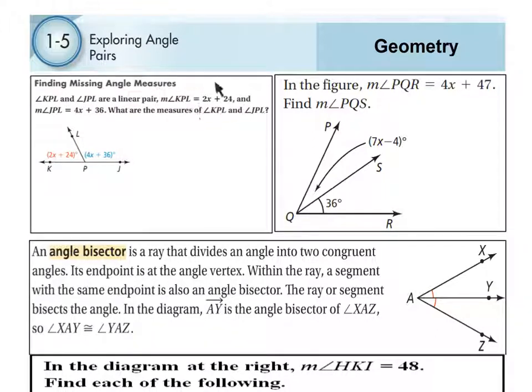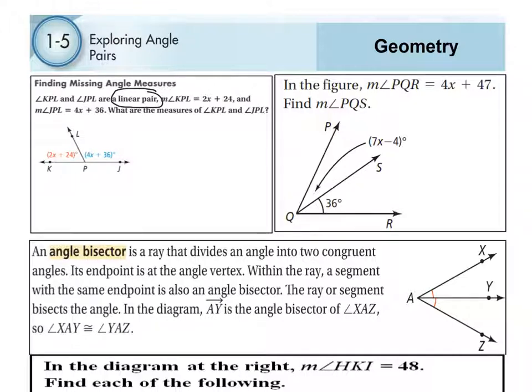Angle KPL is 2x plus 24, and angle JPL is 4x plus 36, as you can see here in the picture. What are the measures of the two angles? All right, linear pair. A couple things to remember about a linear pair. Linear pairs should be two angles that add up to be a straight line. That's why they're called a linear pair. So they're going to add up to be 180 degrees.